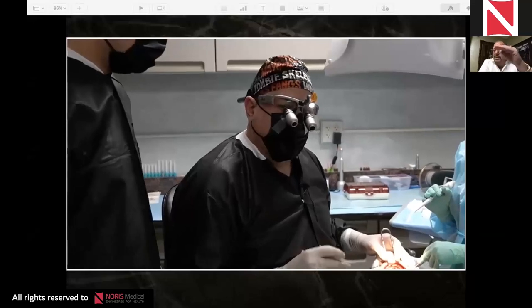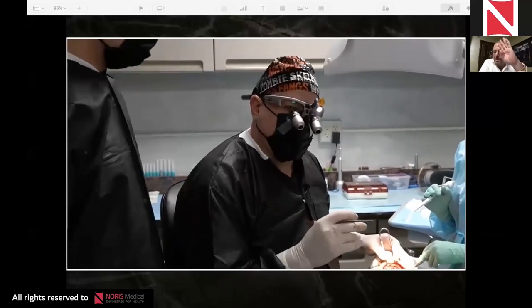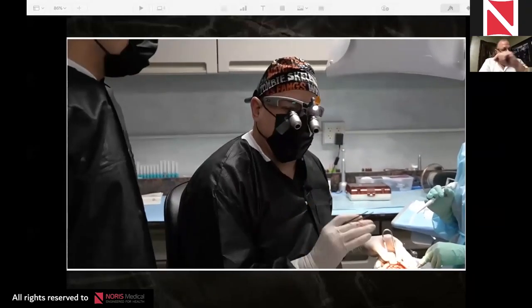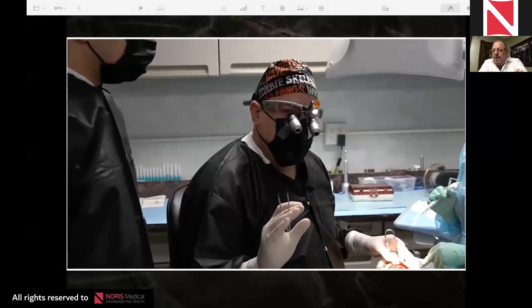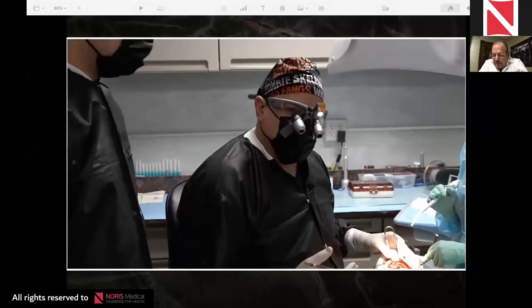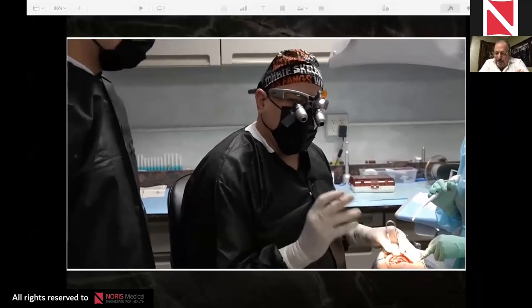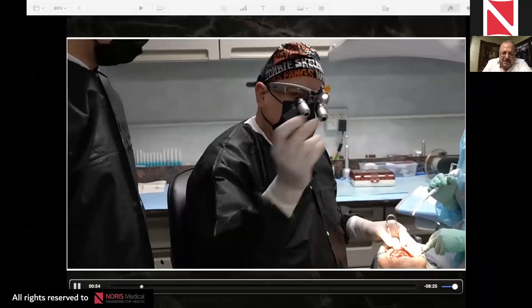She already had some ridge grafting done with extraction of the maxillary molars in a posterior area. That was done a couple of years before. So the bone quality was terrible, not enough good support. And we had to go back a little bit more. So I'm going to speed this up a little bit more. Let's go.